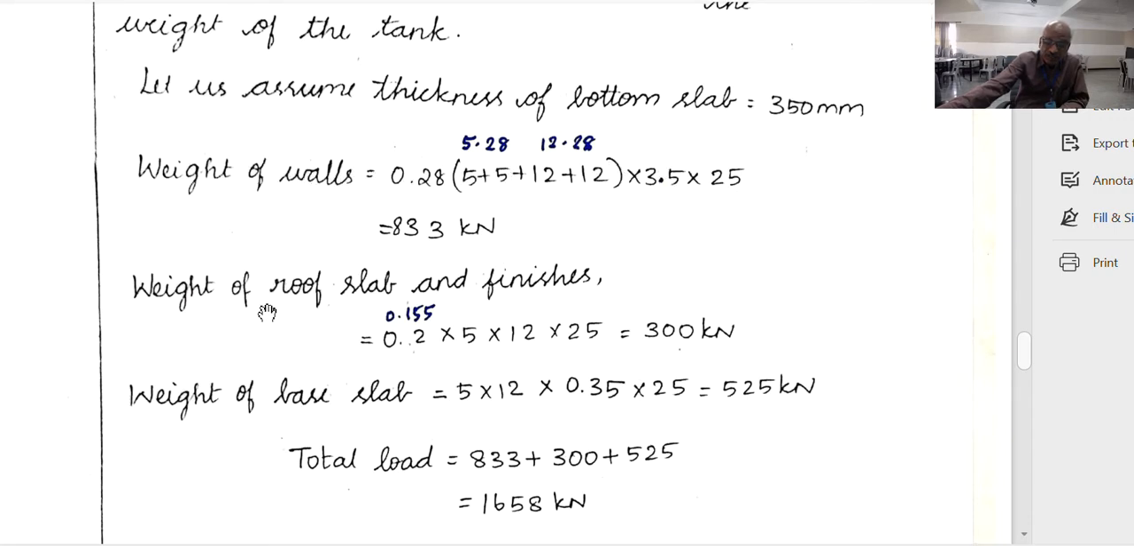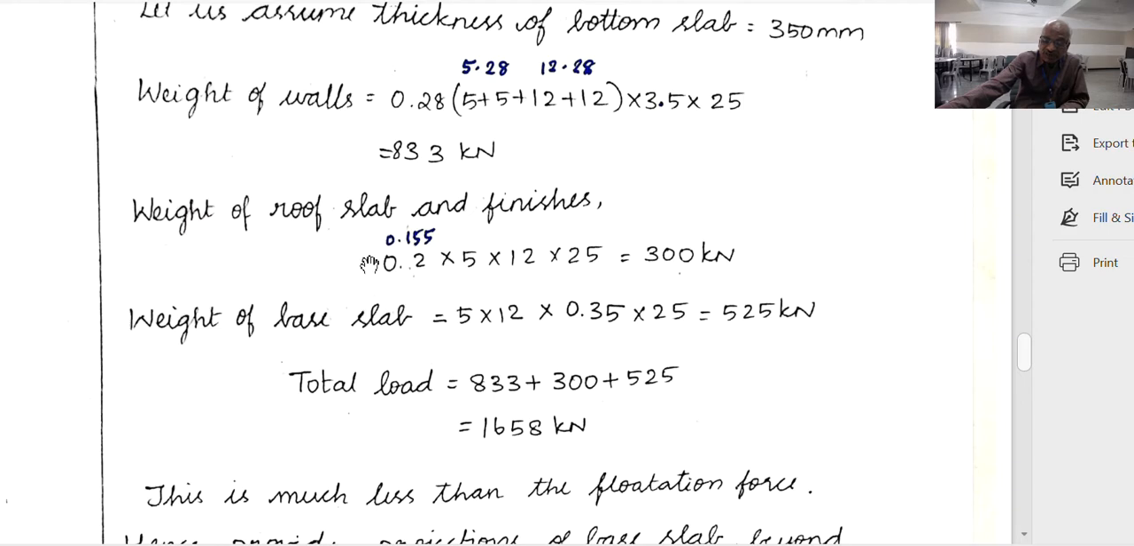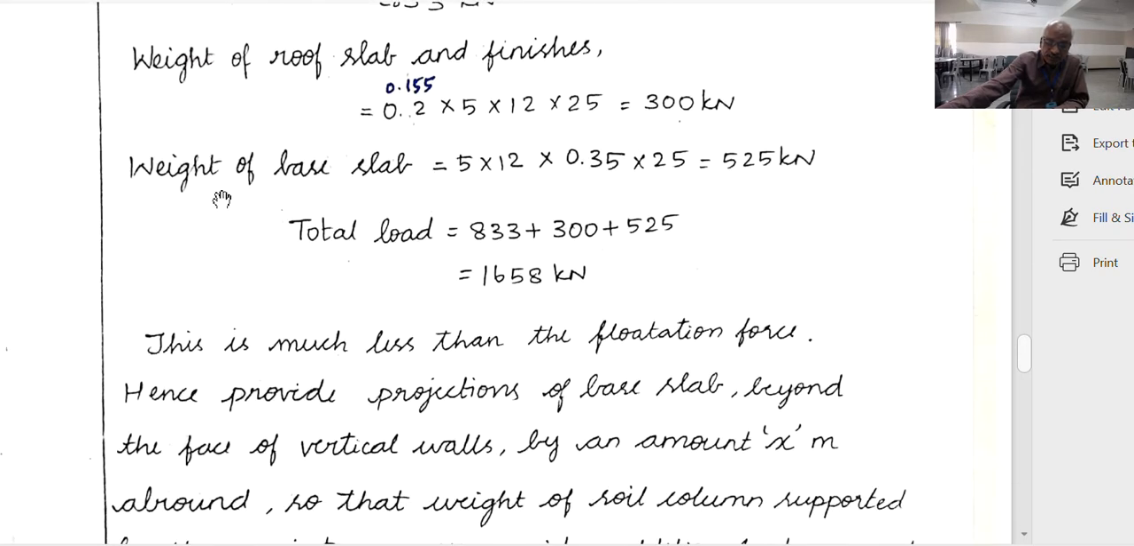Then weight of roof slab and finishes. Initially we have assumed 0.2, or we can adopt 0.155 itself, because finally we have adopted the thickness as 0.155, that also can be used. And here it is nothing wrong, your design will be only on the safer side, but anyway, 0.155 into 5 into 12, so this is the roof slab load. Roof slab load also can take the outer dimension. So these things can be adjusted, can be revised.